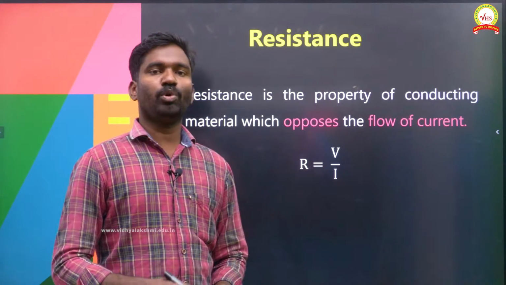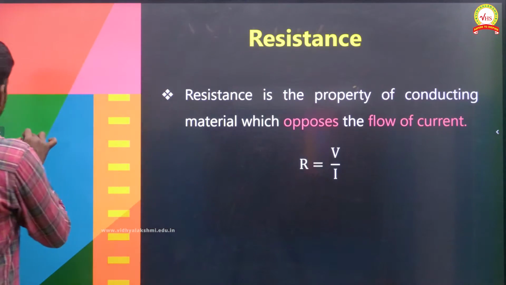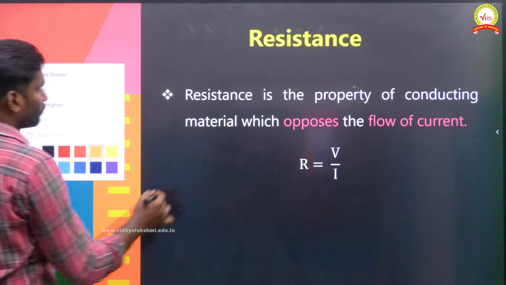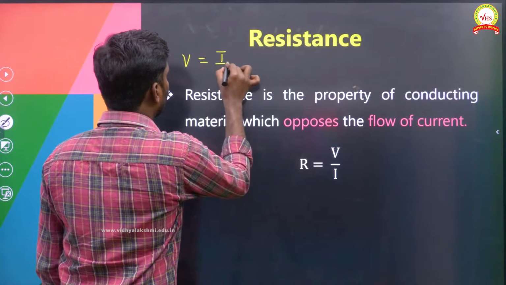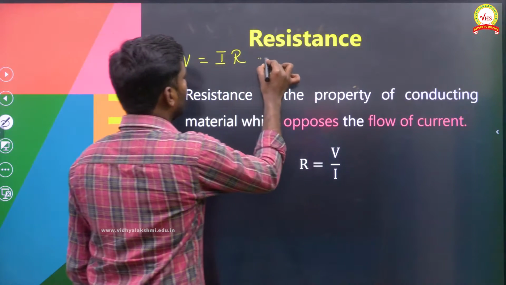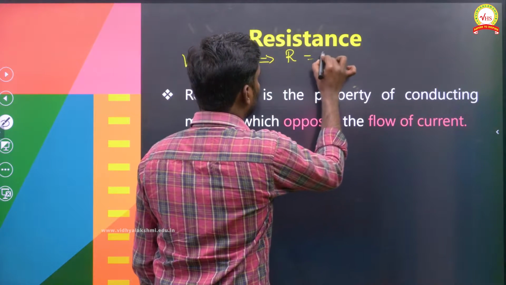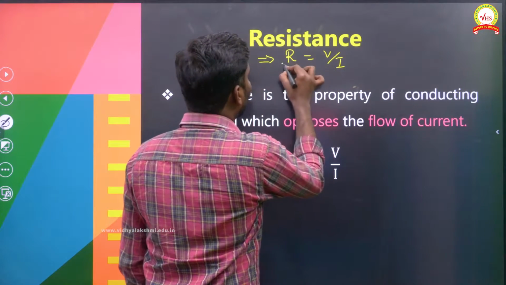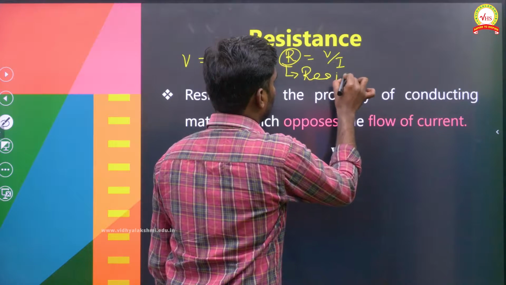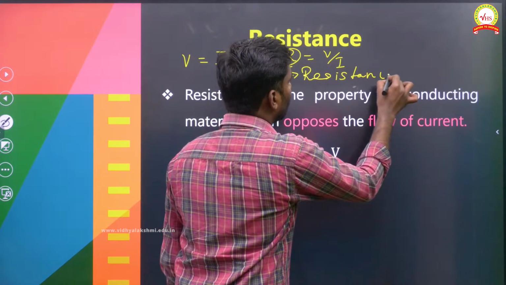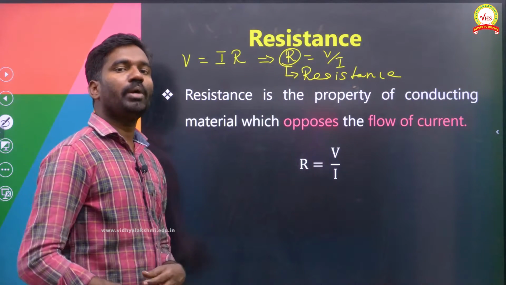Last class we read about Ohm's law. In that we got V = IR. So we stated that R = V/I, and we mentioned this R means resistance. R is something called a resistance, right? So what is meant by resistance?